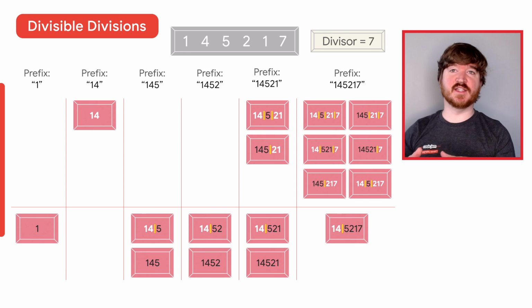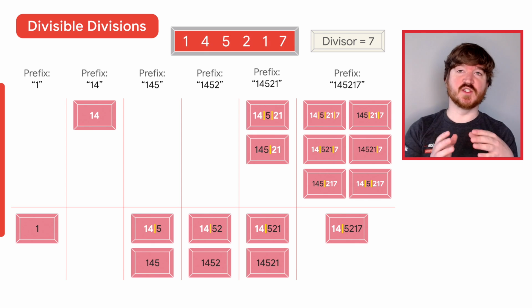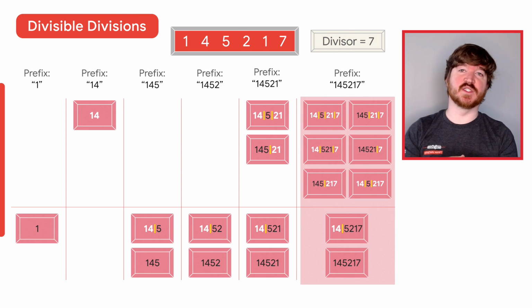Right. And finally, we have to remember to consider the full number itself. This is not a multiple of 7, so we include it in the bottom part of our table. At this point, we've handled all possible final values of our sequences, and we see that there are a total of 8 valid sequences for this column.